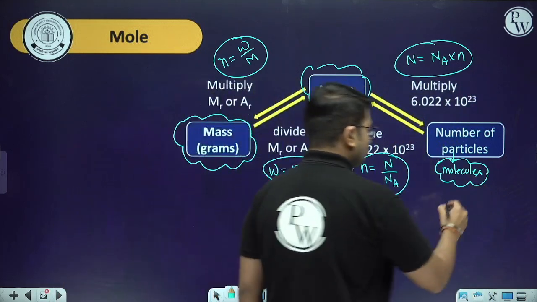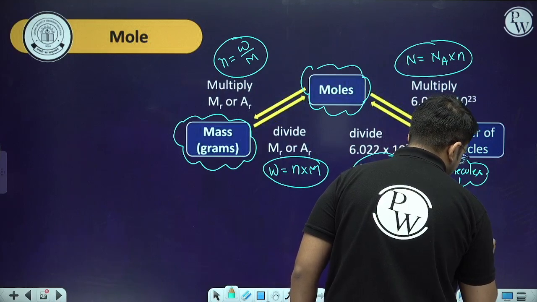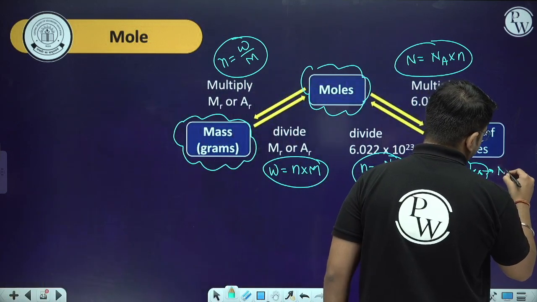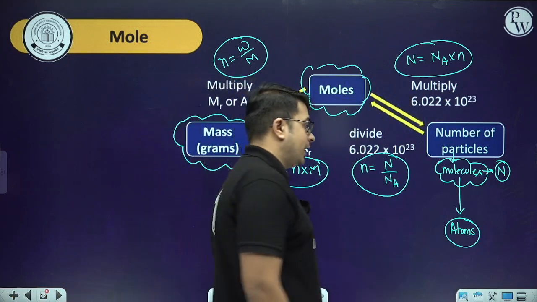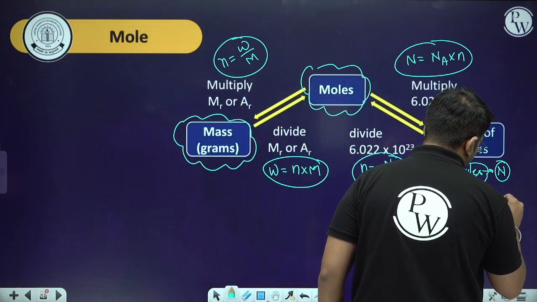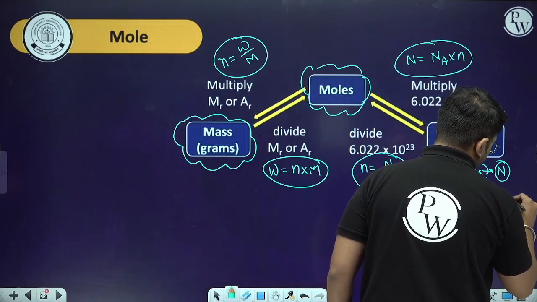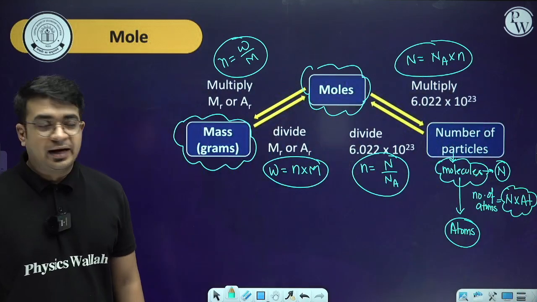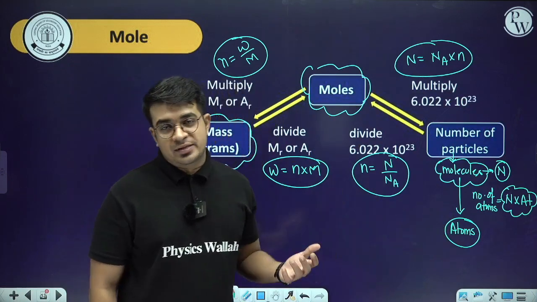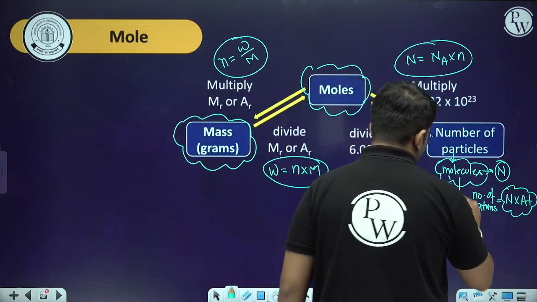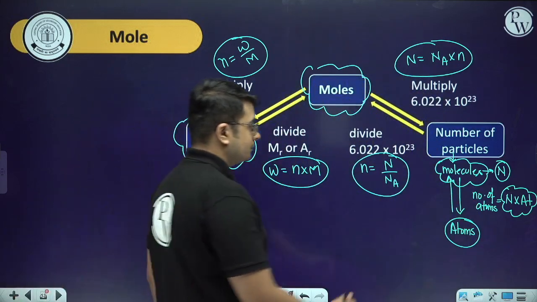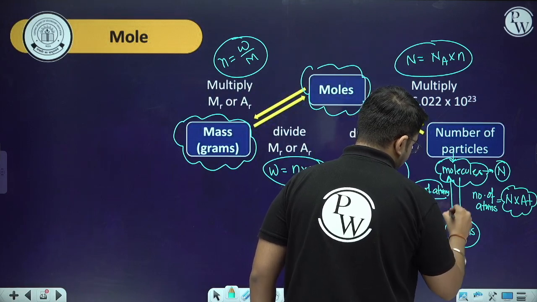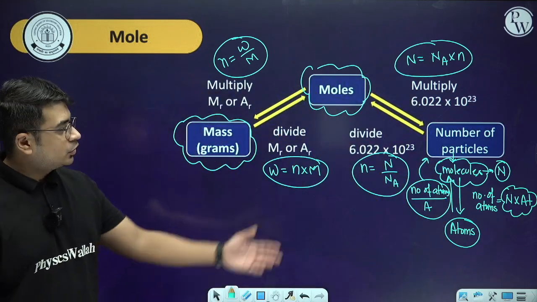So the next question is, can you convert these molecules into atoms? Yes, very efficiently. I have this much of molecules, I can convert this into atoms. So I can say that number of atoms will be equal to number of molecules multiplied by atomicity. And if I divide number of atoms by atomicity, I can convert it into number of molecules. So vice versa is also possible. You just have to divide number of atoms by atomicity. That will give you number of molecules. And that's how you can convert the entire part.